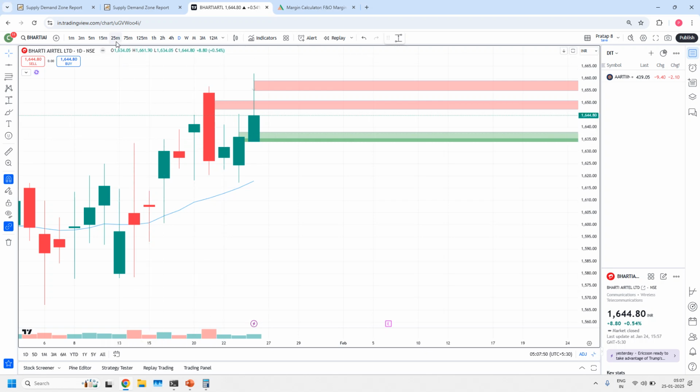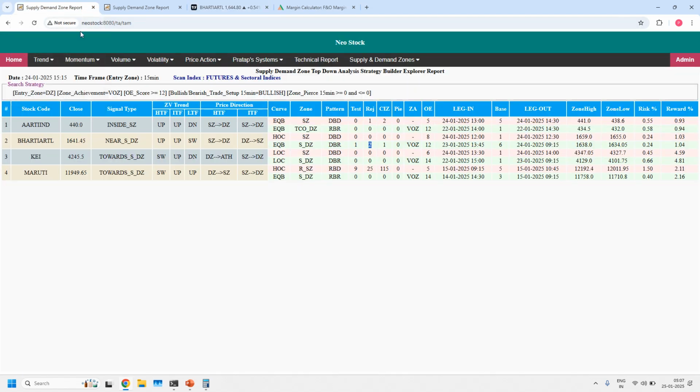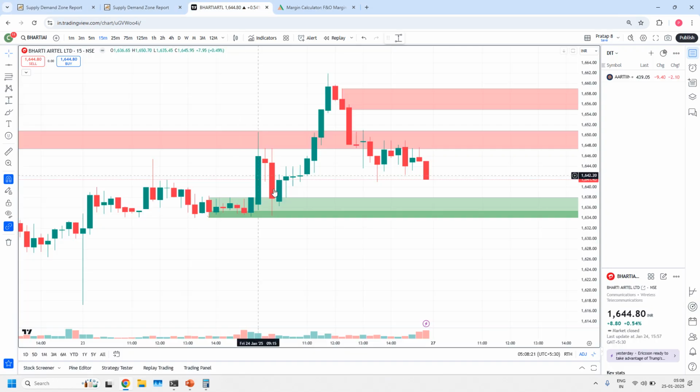But more importantly, it is a high liquidity zone. This 15-minute zone is a high liquidity zone identified by our software. How was it identified? While it is a fresh zone itself, our software identified it as a high liquidity zone. So far it is tested only once, but 2 rejections were there. So this is the power of the high liquidity zones.